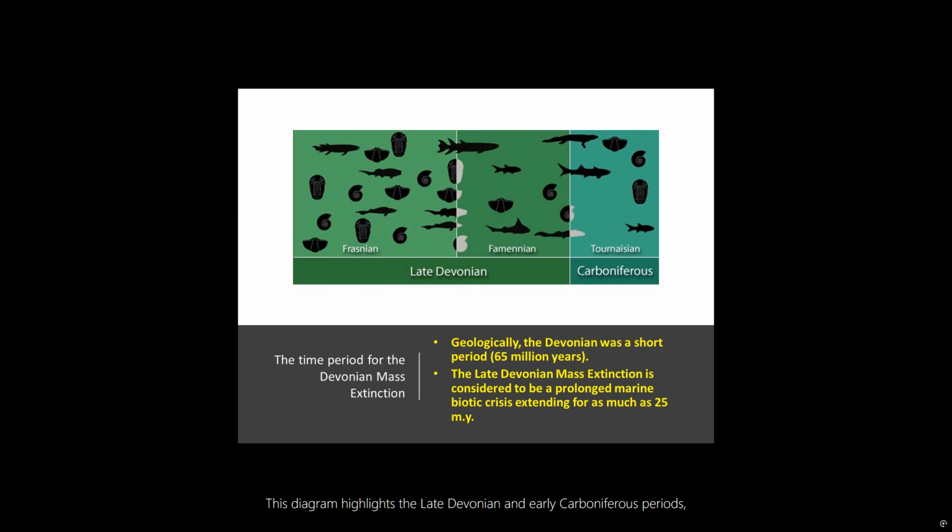This diagram highlights the late Devonian and early Carboniferous periods. The late Devonian is split into the Frasnian and Famennian stages. As you can see in this diagram, at the boundary between the Frasnian and Famennian, there is a decrease in biodiversity, and another decrease at the Devonian Carboniferous boundary.